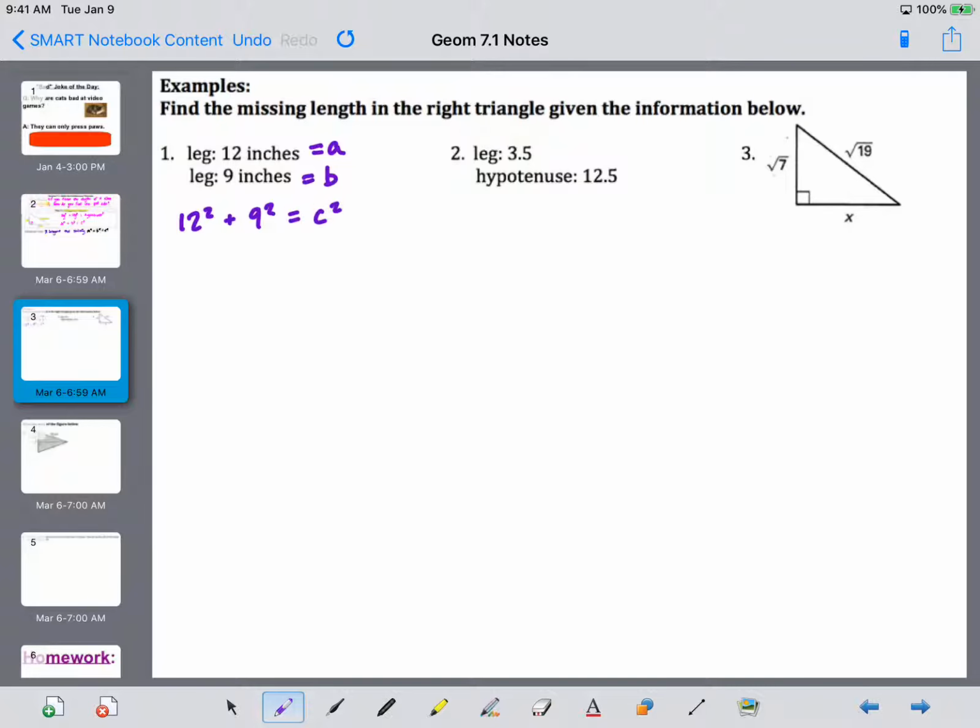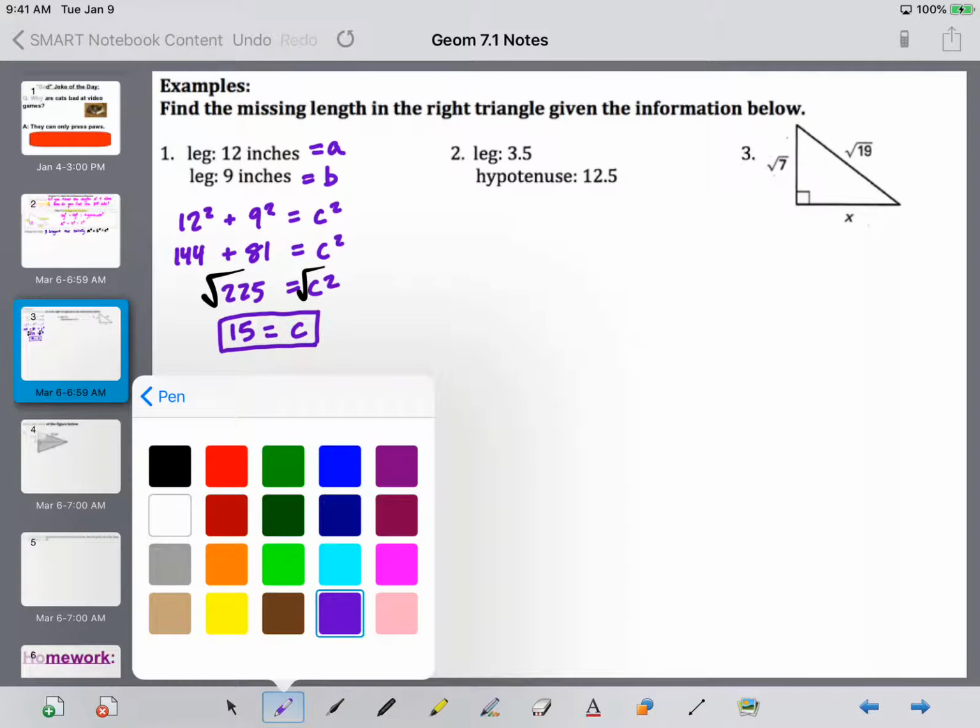If you add 144 and 81, that gives you 225. So c, if we take the square root, we can get that by itself. The square root of 225 is 15. So that would be our answer for number 1.